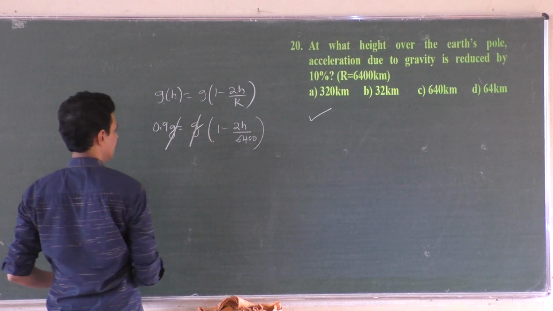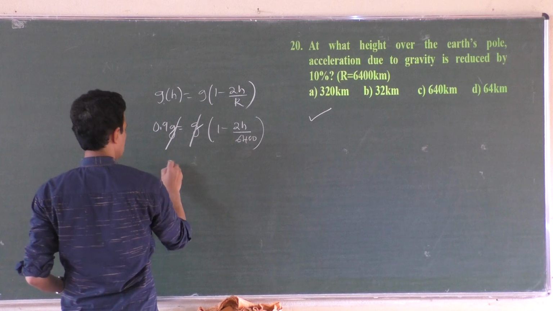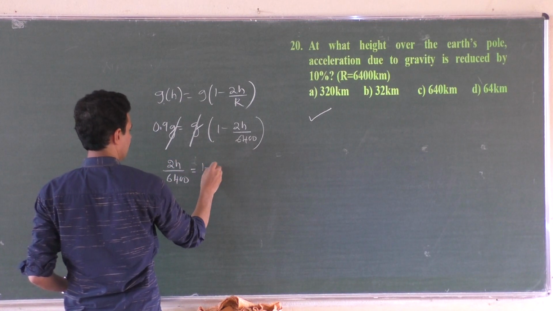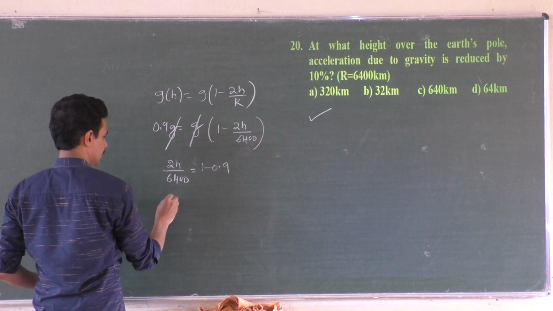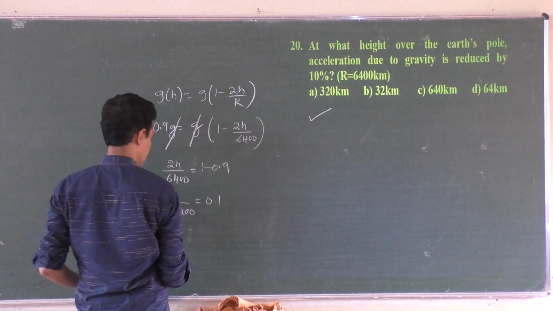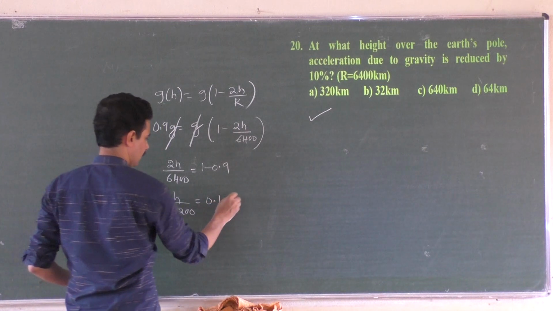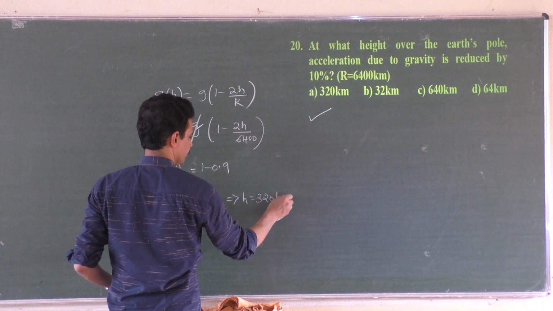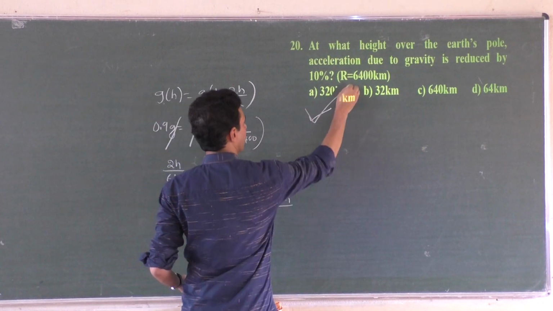The g gets cancelled. I will bring this 2h by 6400 here and 1 minus 0.9. Then h by 3200 kilometers is equal to 0.1. So 0.1 into 3200, h is equal to 320 kilometers. Simply raise this. Yes, this is the answer.